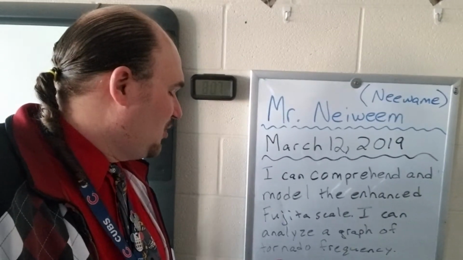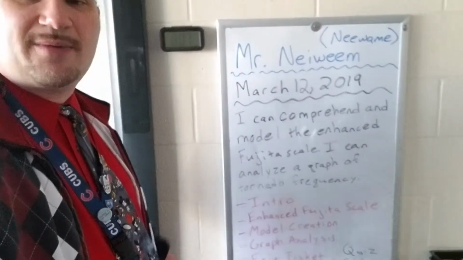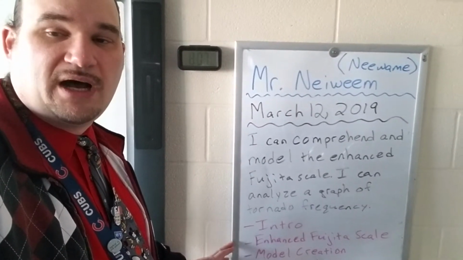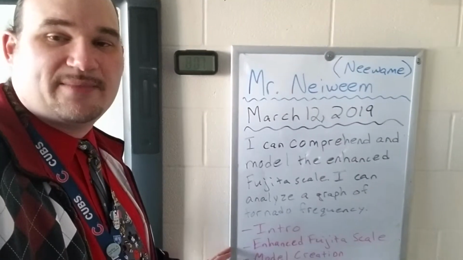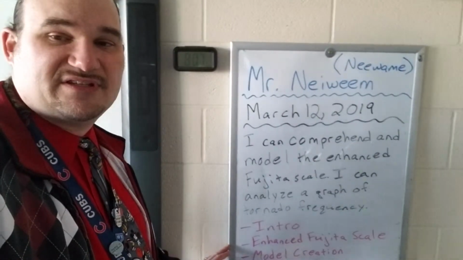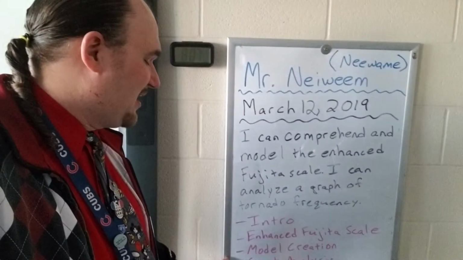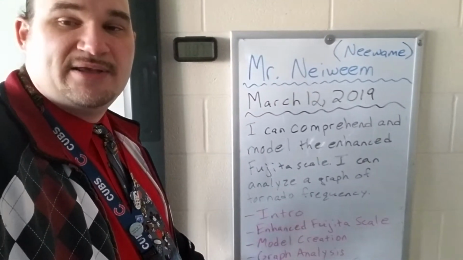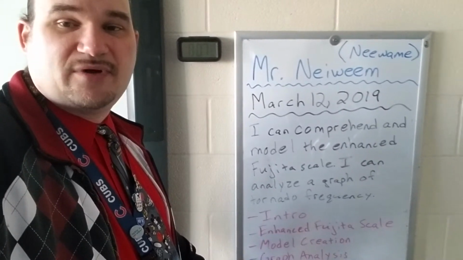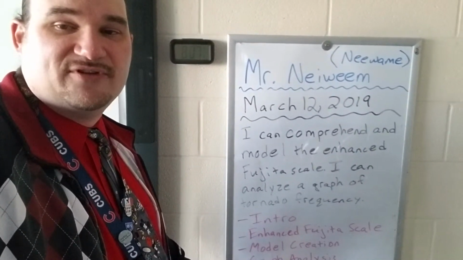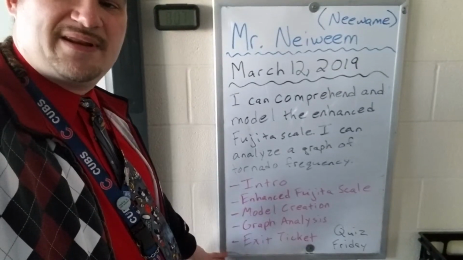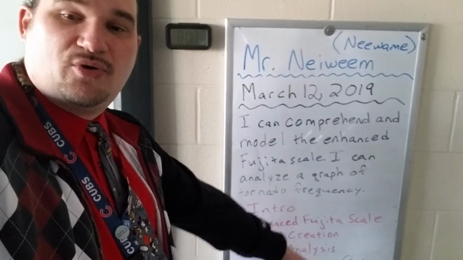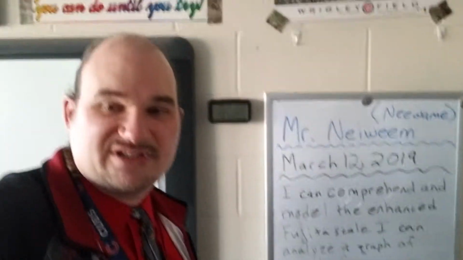So this is our intro. We're going to then be welcoming some guest speakers in to talk about the enhanced Fujita scale. One of them is just going to give us an overview of how they look, the wind power, and the damage from it. Then the second one's actually going to give us some better examples that will allow us to create models of our own. We're going to analyze a graph and try to figure out what's going on with that so we can make predictions of what kind of damage there might be, what kind of Fujita scale rating there's going to be on that one. And then there's going to be an exit ticket if there's time based on what we're learning today. Reminder, quiz on Friday. It's on the board. Of course, it's going to be staying up there.